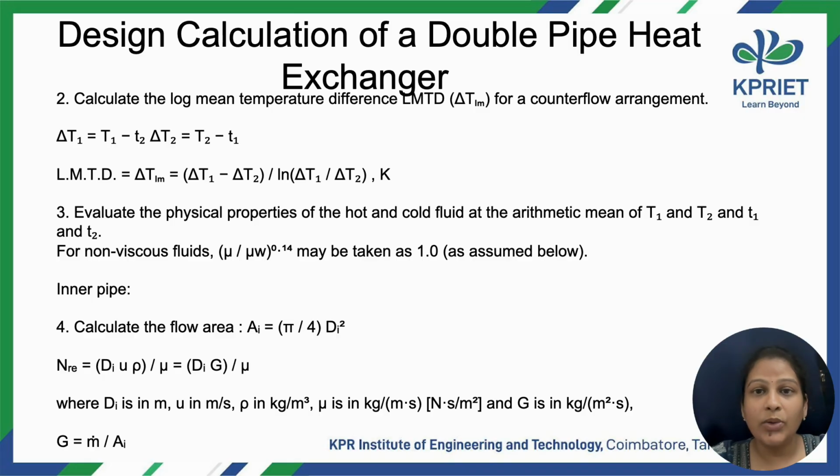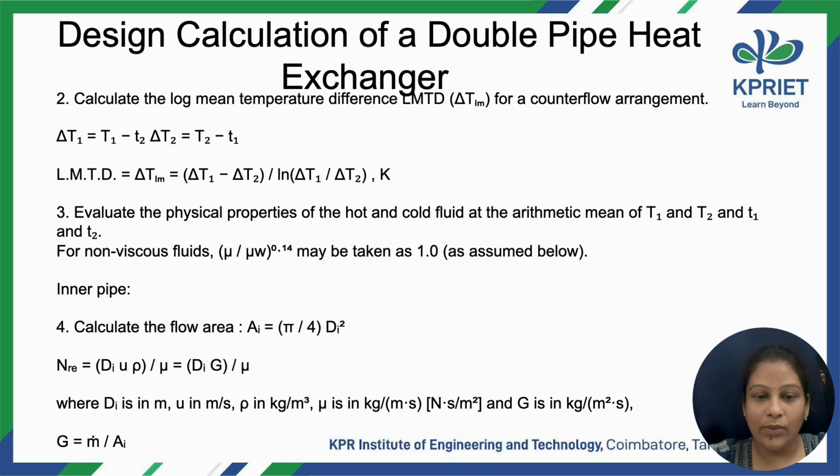For example, if we consider co-current flow, then delta T1 is given by the hot fluid inlet temperature minus the cold fluid inlet temperature. Why? Because both the fluids are entering the heat exchanger in the same direction. And delta T2 is given by the hot fluid outlet temperature minus the cold fluid outlet temperature. On the other hand, in counter-current flow, delta T1 will be given by the hot fluid inlet temperature minus the cold fluid outlet temperature, and delta T2 will be given by the hot fluid outlet temperature minus the cold fluid inlet temperature. So it is important to know this difference in delta T1 and delta T2 between co-current flow and counter-current flow.